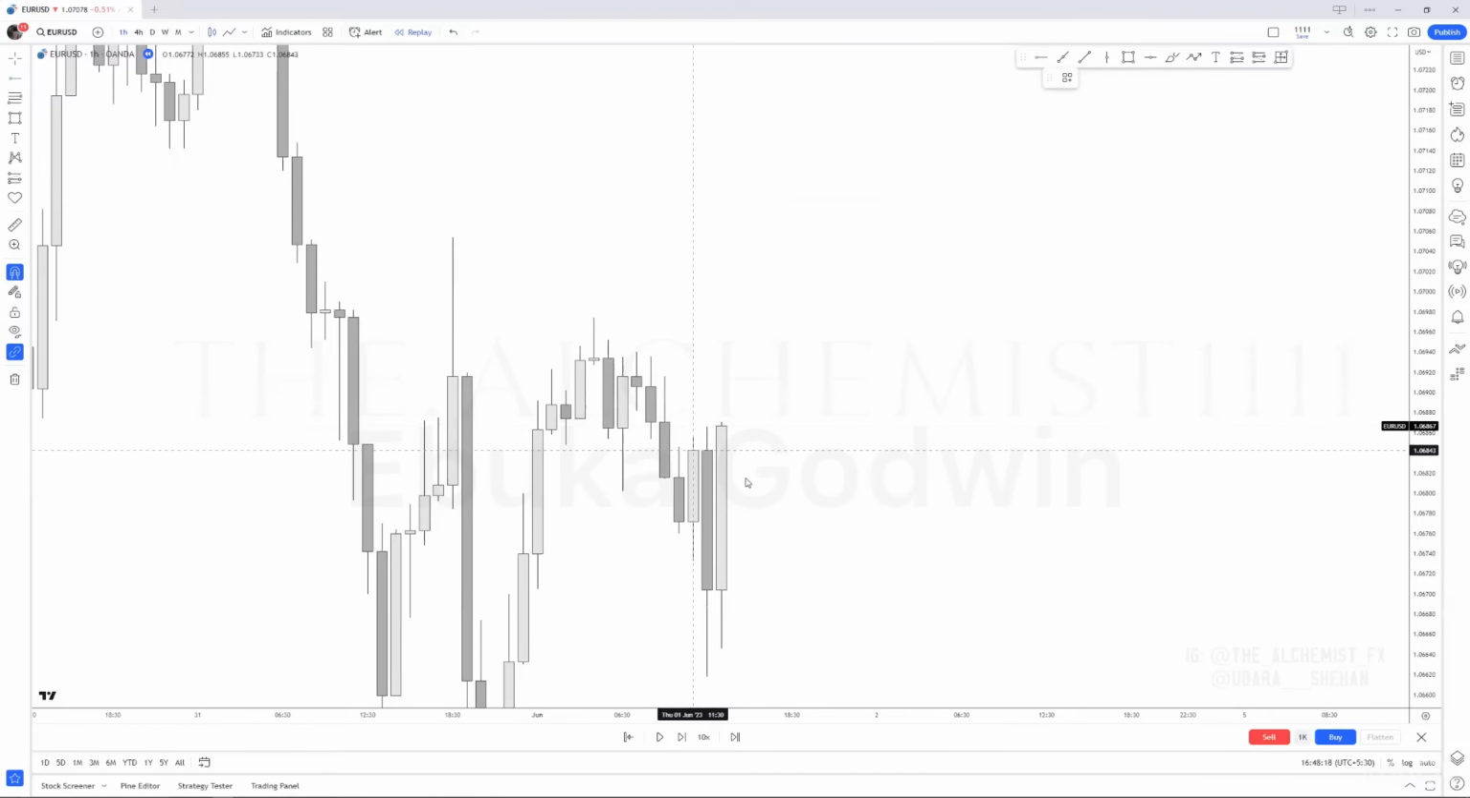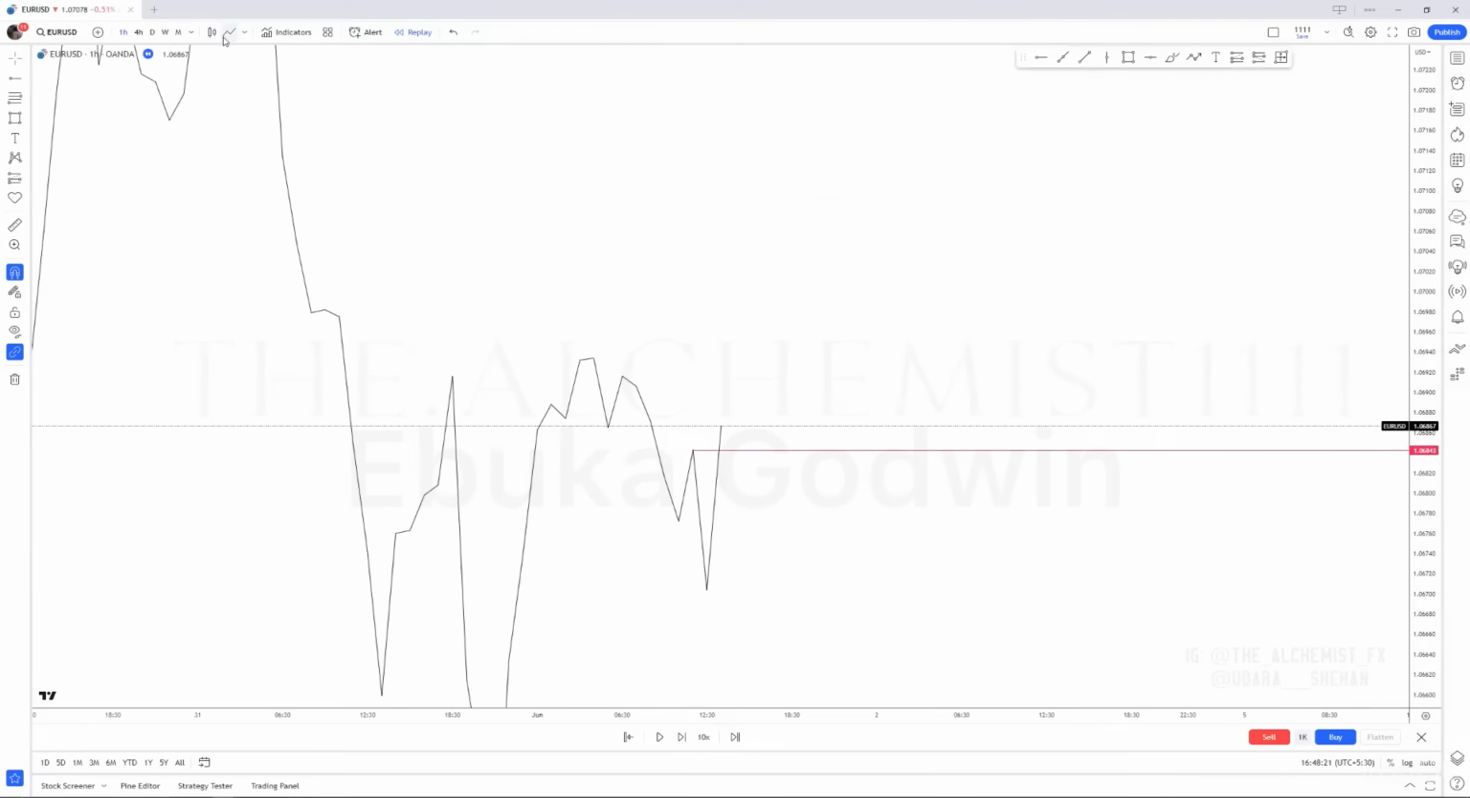What is this? A resistance being broken, right? Then it turns into a support. Once a resistance is broken, we know that it turns into a support. But now, how do we know that we could trust this level? That's the problem. So that is the reason why we use confluence, right? Our confluence will be a trend line. Look at this. Where's this?